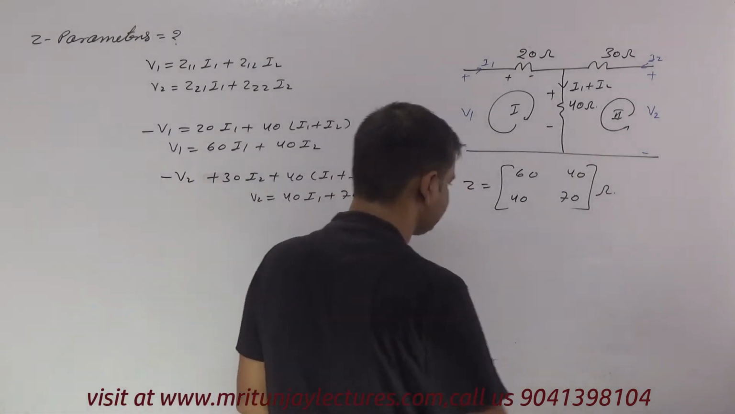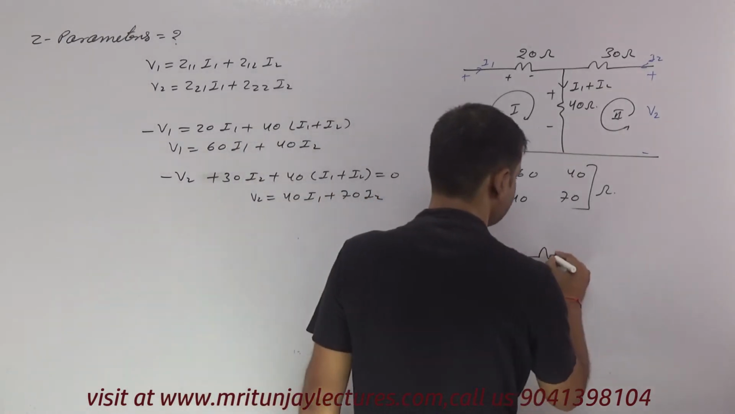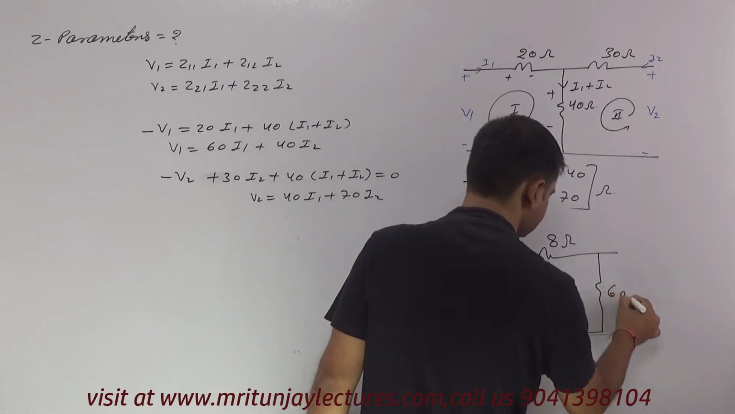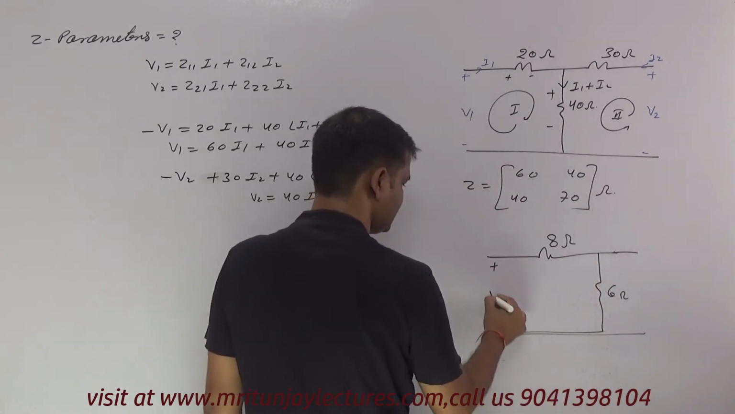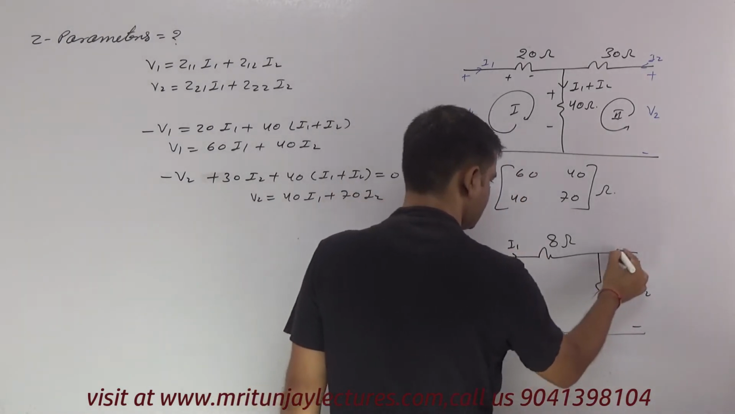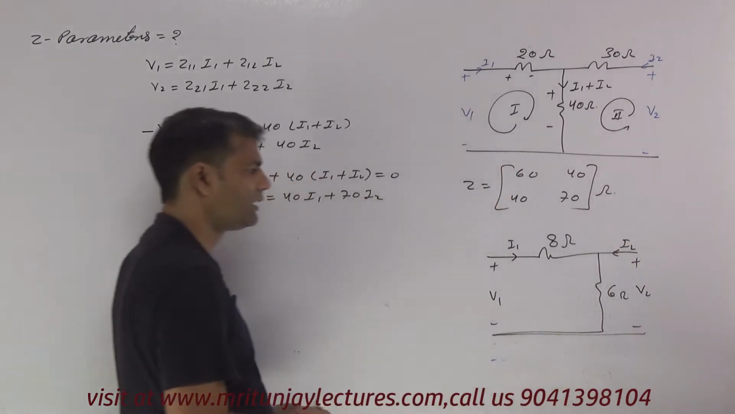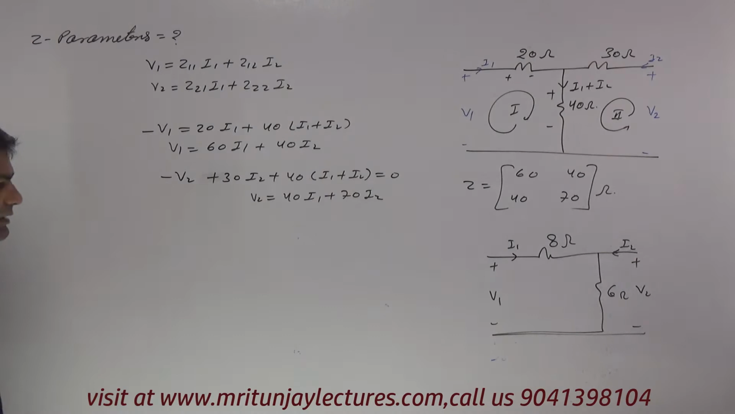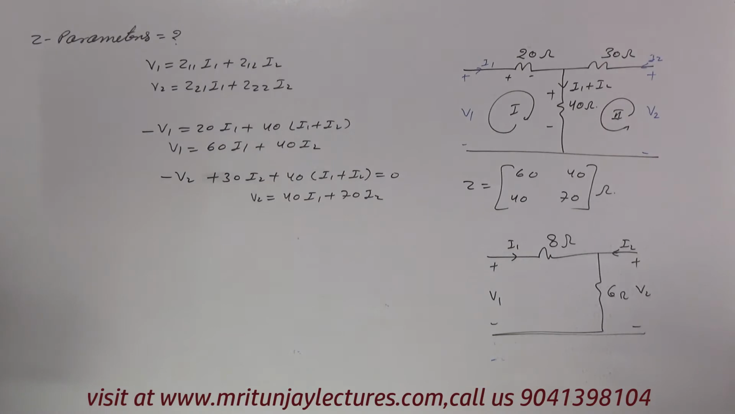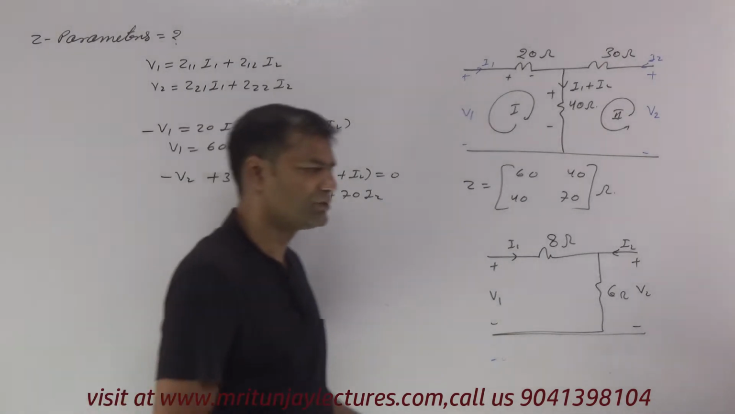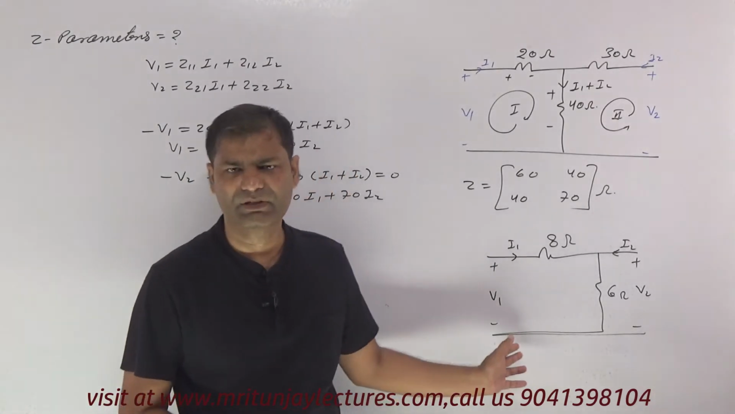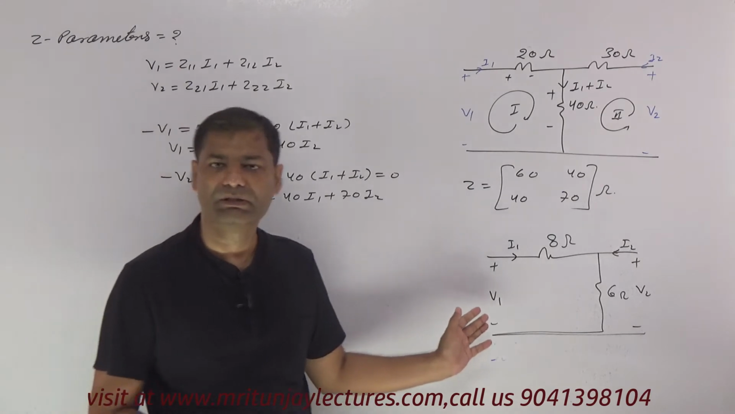Now another question. That is 8 ohm and this is 6 ohm, that is V1 and that is V2, I1 and here I2. Our next target in this circuit is to also determine the Z parameter. You can do it with the conventional method, but the circuit is very simple, so we don't follow the conventional method.